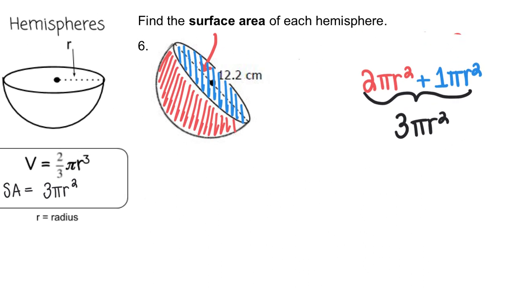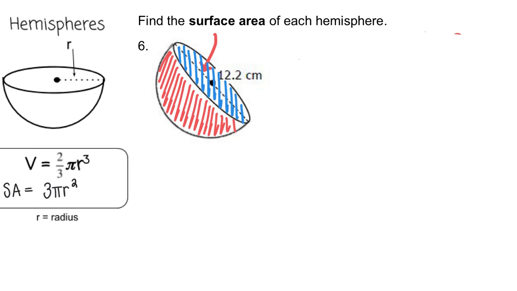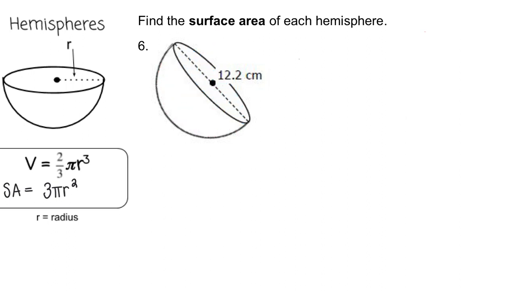So now we're going to apply that formula to this hemisphere. So I see in my hemisphere that the diameter is 12.2. So I have to identify that radius. That radius is 6.1 centimeters. And then I'm going to use my surface area formula, which is 3 pi r squared.